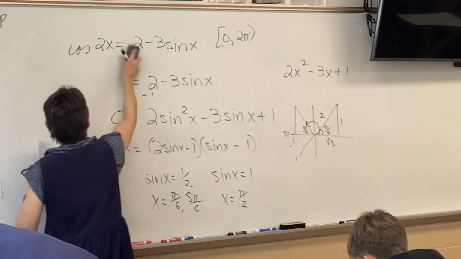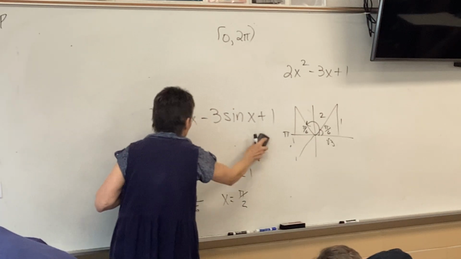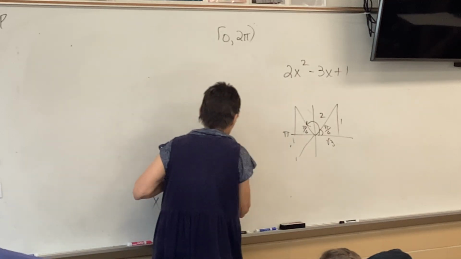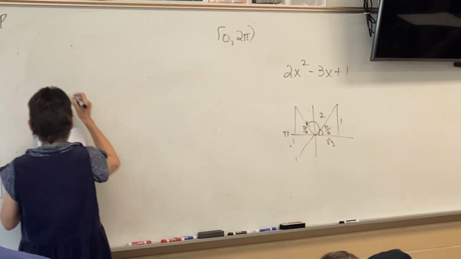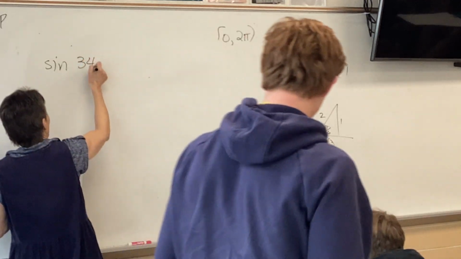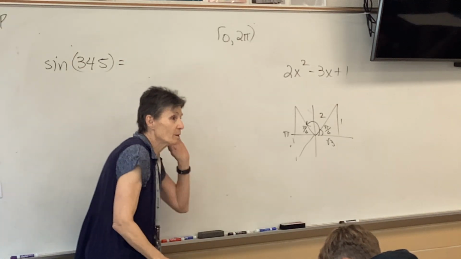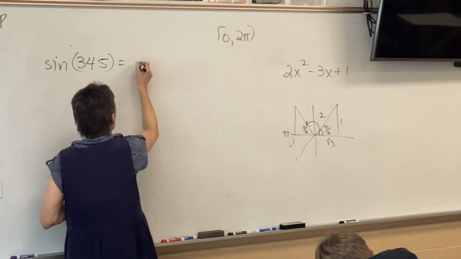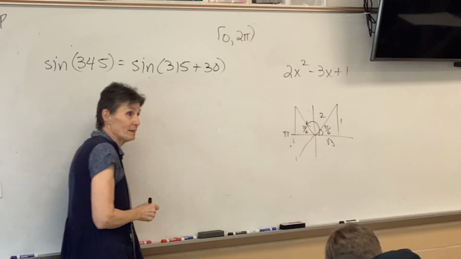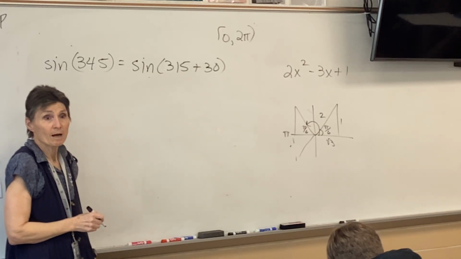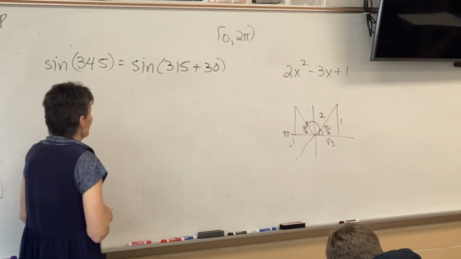Find the exact value of the sine of 345. Okay, you know what to do. Sine 345. What do you want to do? 315 plus 30. Okay, that'll work. Wouldn't be what jumps out at me, but it works, right? I gotta find a combination from my list of possibilities, and that'll work.